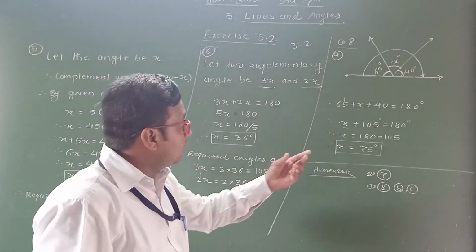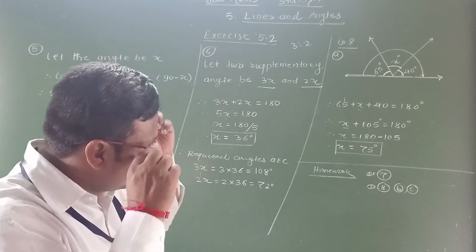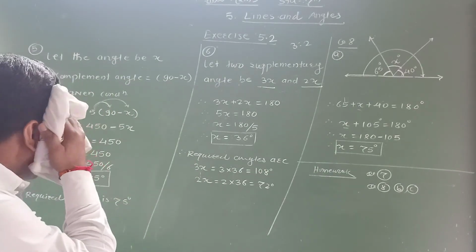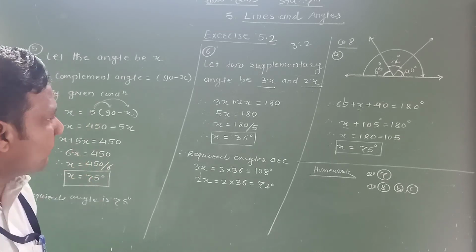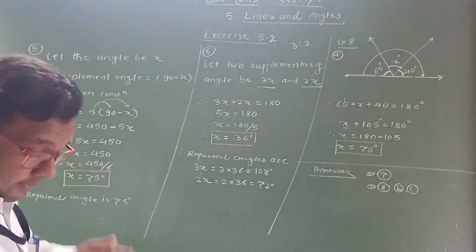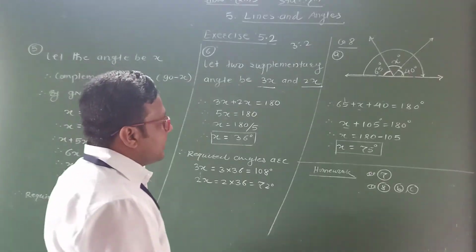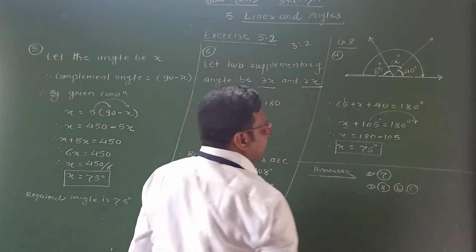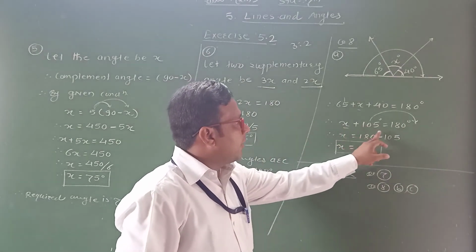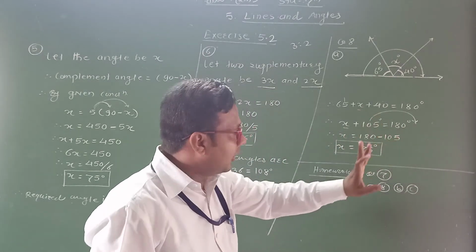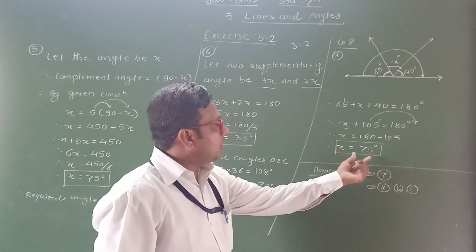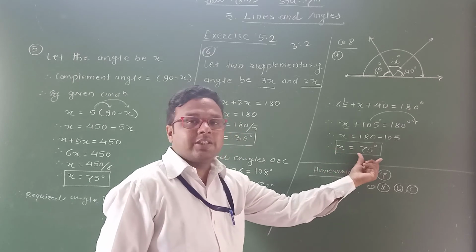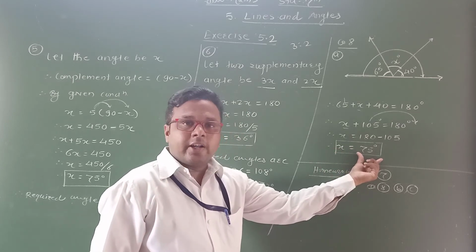Keep the variable term on the left hand side as it is. Then we transfer 105 to the right hand side of the equation. It becomes minus 105. According to the transposing method, plus 105 becomes minus 105. Therefore x is equal to 180 minus 105. Here we get the value of x is equal to 75 degree. This is the required answer.